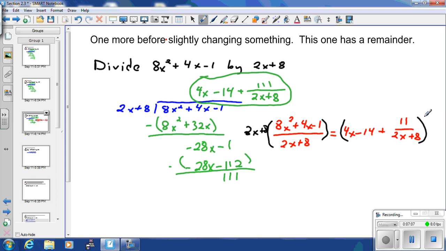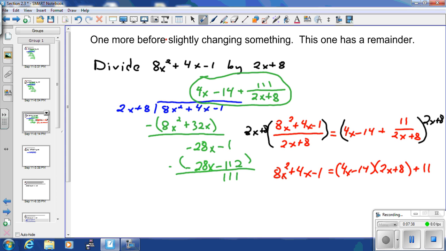And the same thing over here, I'll write it. What that's going to give us is another way of thinking about this. We're going to get on the left side 8x squared plus 4x minus 1. On the right side, we're going to get the 4x minus 14 multiplied times the 2x plus 8. And then plus, and this is going to cancel out, I'm going to have just 11 there.